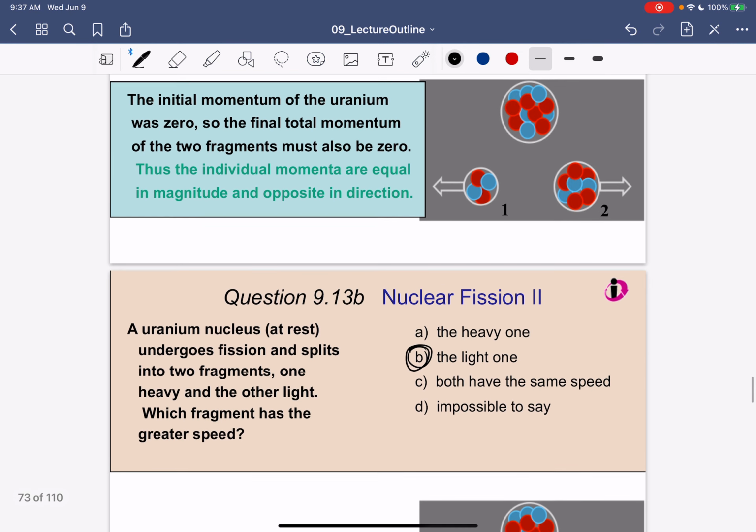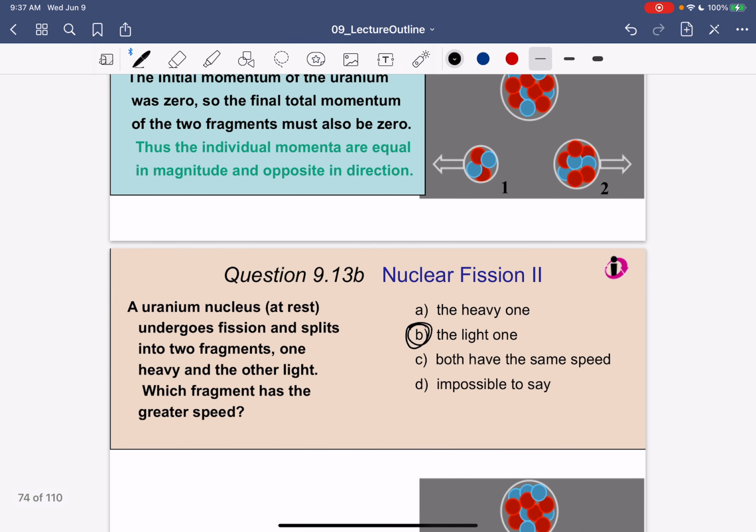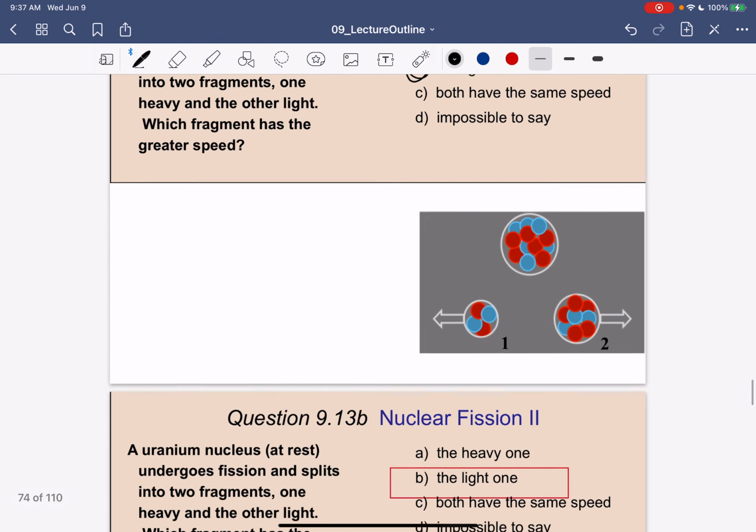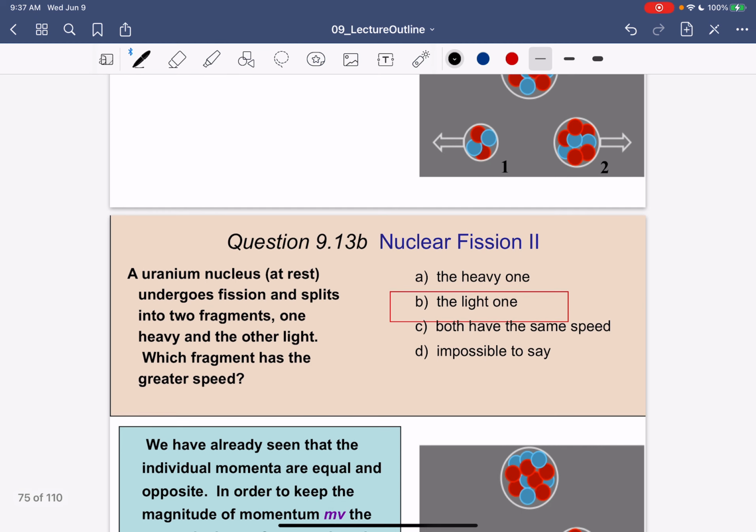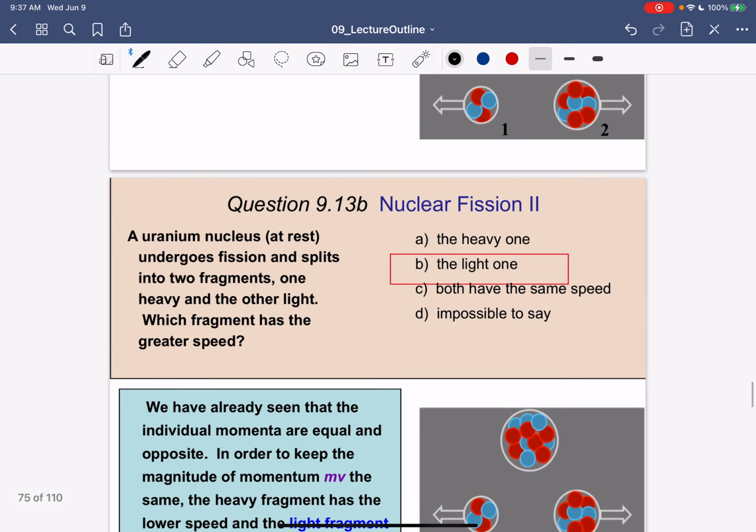Okay, the second question is asking which one is going to have a greater speed. Of course, because momentum is m times v, and these two have equal momenta, the one that is light, the one that has less mass, is going to move faster. We know that for sure in nuclear physics. All right.